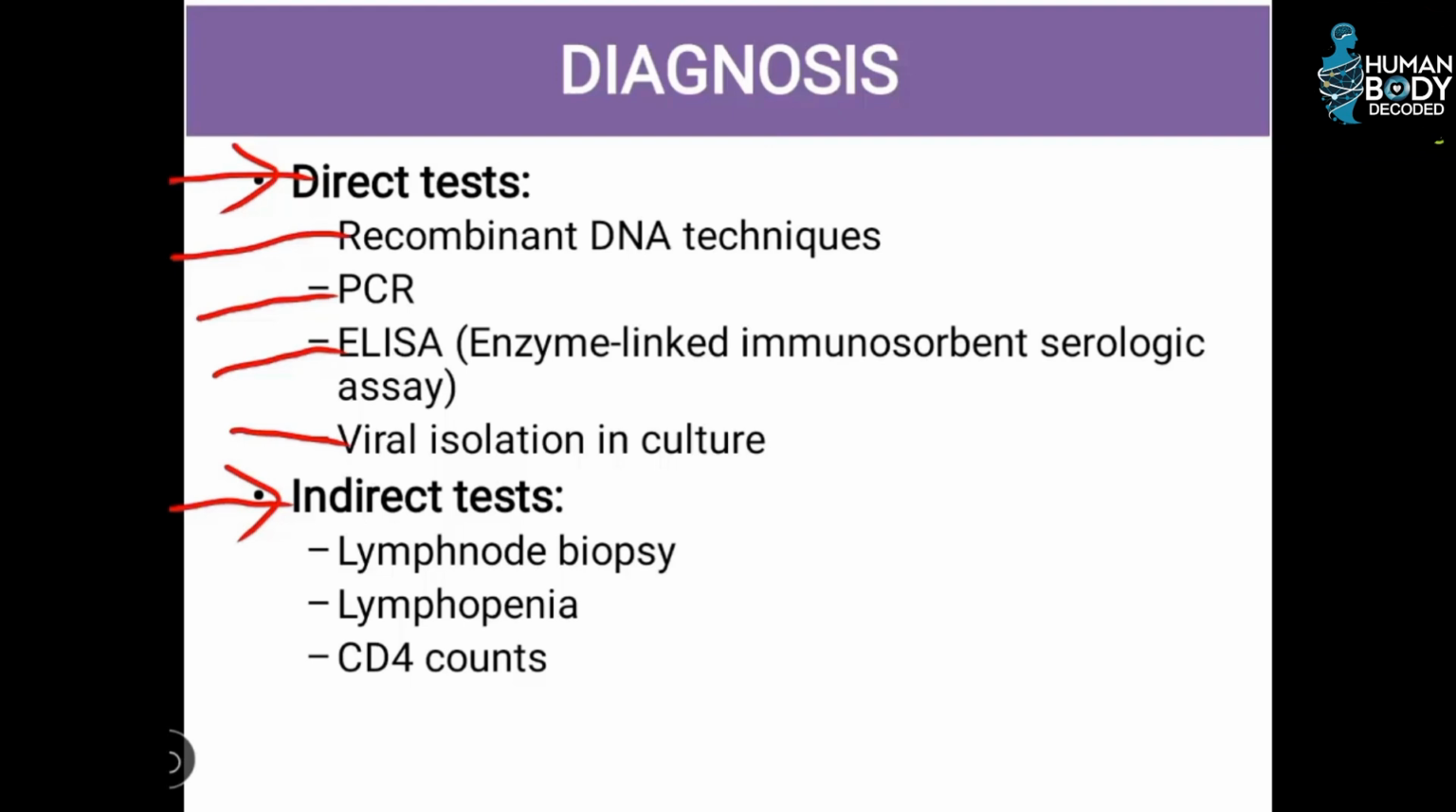The indirect tests are lymph node biopsy, the second is lymphopenia, and the third is CD4 counts. These are the three indirect tests. And these are the four direct tests. In this way, we can diagnose HIV.